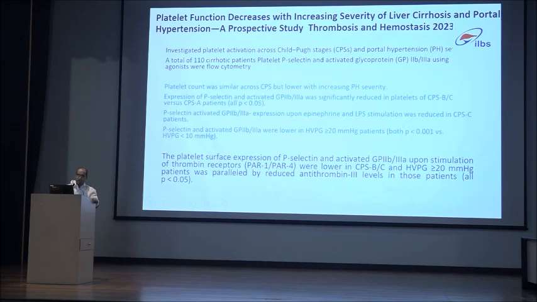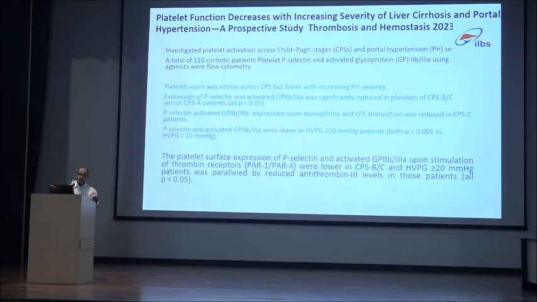A similar group also studied another cohort and published in Thrombosis and Haemostasis in 2023. The findings are similar. They took cirrhotic patients with clinically significant portal hypertension. 100 odd patients were again taken, and platelet counts were similar across the Child categories.